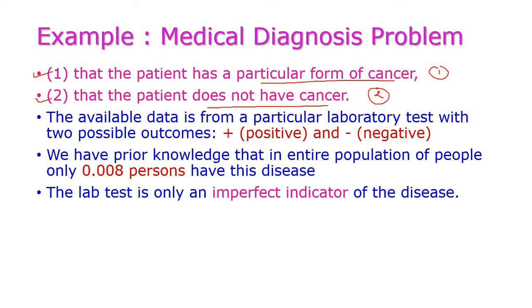So from the available data from a popular laboratory, that is a laboratory test with two outcomes. The first one is the patient has cancer, that is the positive result, and the patient does not have cancer is the negative result. Here the prior knowledge is that in the entire population only 0.008 have the cancer disease, and the lab test is only an imperfect indicator of this disease.